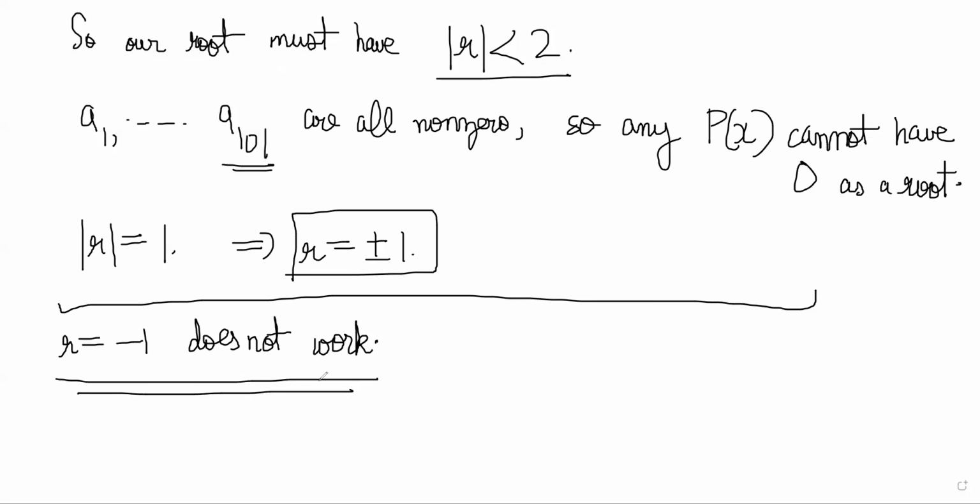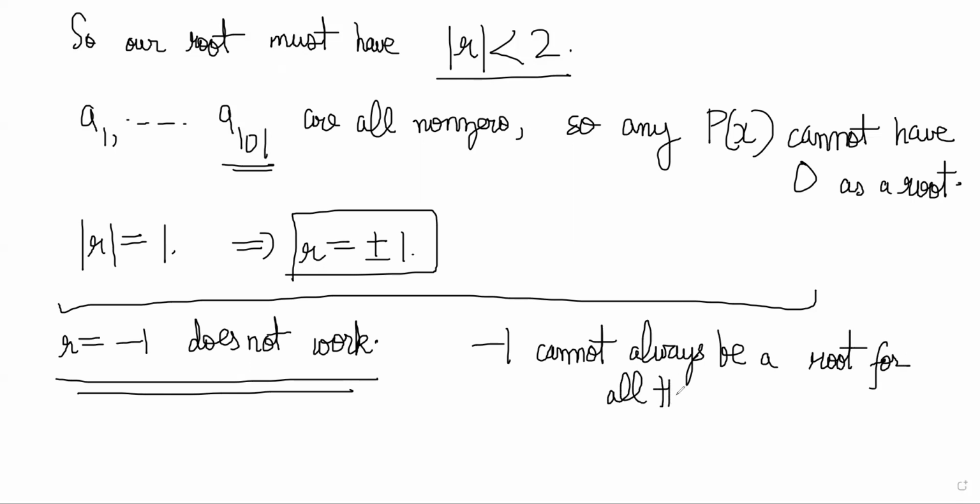Correct. So what we need to show is that minus 1 cannot always be a root for all of these polynomials. Cannot always be a root for all these polynomials. This is the point that we need to prove now, right? So let's see how we prove that.